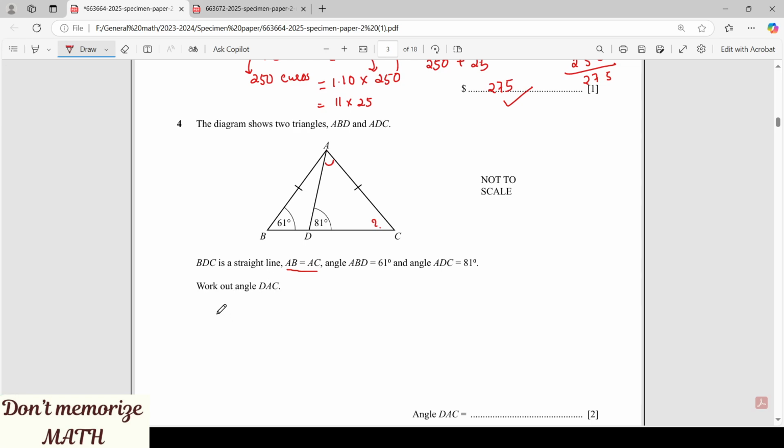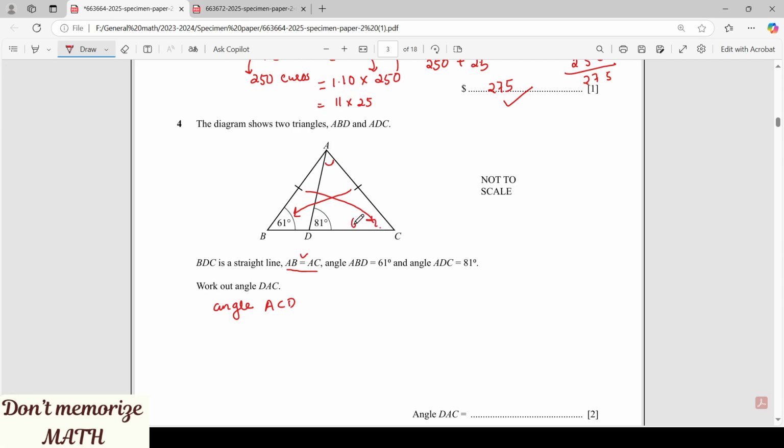Okay, so how to find angle ACD, or you can say DCA also. They have given a hint that AB equal to AC. That means this bigger triangle is an isosceles triangle. So there is a property for isosceles triangle. Two sides will be equal and two angles will also be equal. Opposite of this side is this angle, opposite of this side is this angle. So these two angles will also be equal because it is an isosceles triangle.